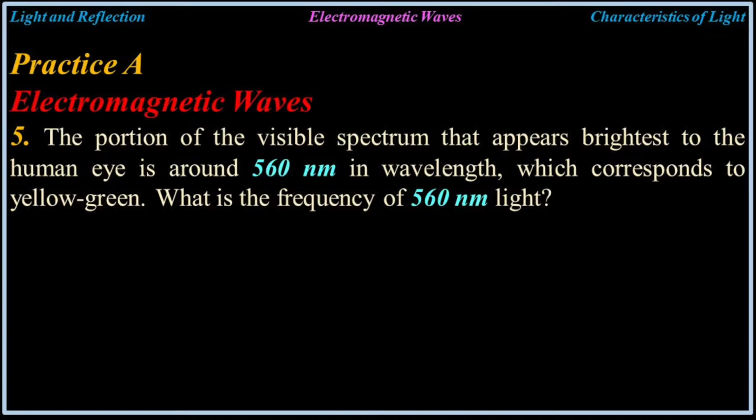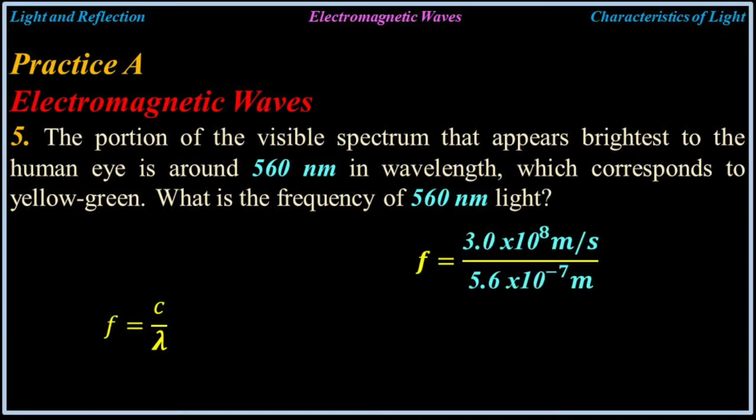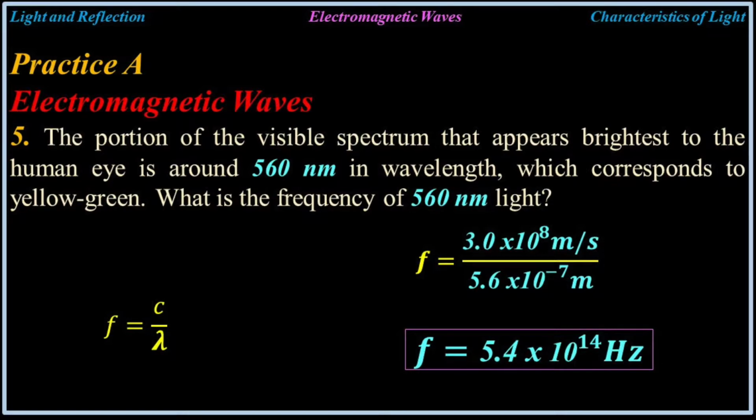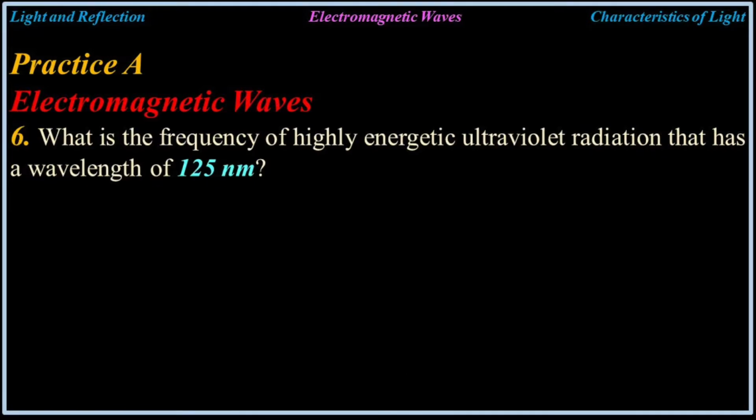The portion of the visible spectrum that appears brightest to the human eye is around 560 nanometers in wavelength, which corresponds to yellow-green or really chartreuse. What is the frequency of the 560 nanometer light? Here's the equation. Make sure you change it from nanometers to meters and plug in, and you get 5.4 times 10 to the 14th hertz.